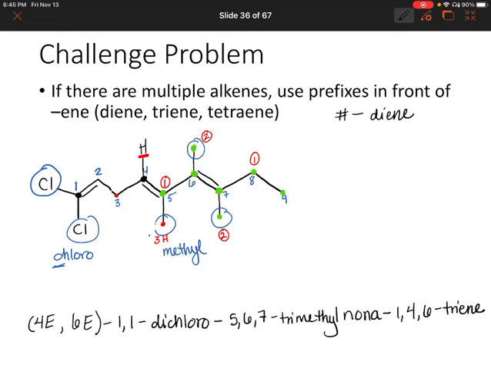Okay, so again, this is a challenge problem just to get you thinking. The name is super long for this one. We have (4E,6E)-1,1-dichloro-5,6,7-trimethylnona-1,4,6-triene. So some chemicals in chemistry are just insanely huge and have really crazy names, but at least we saw how to name a molecule that has multiple double bonds.